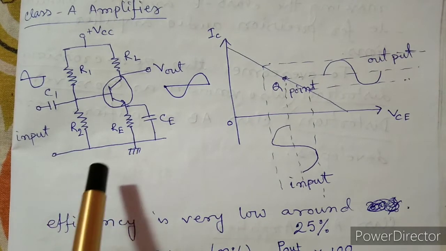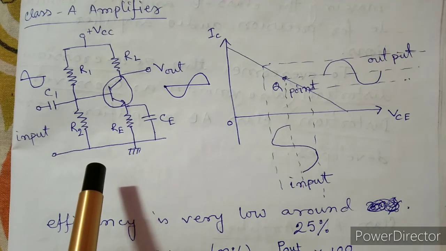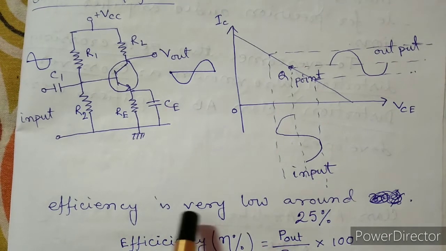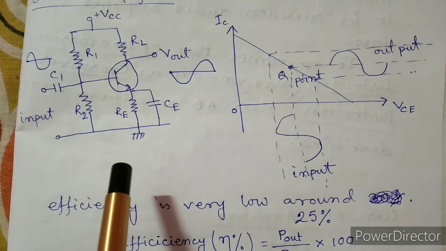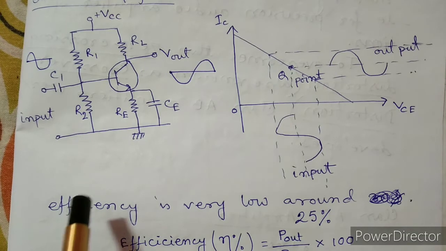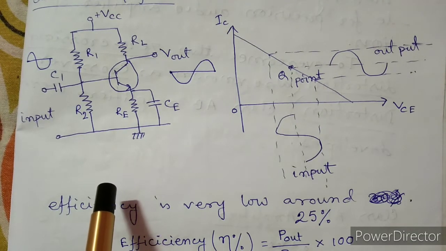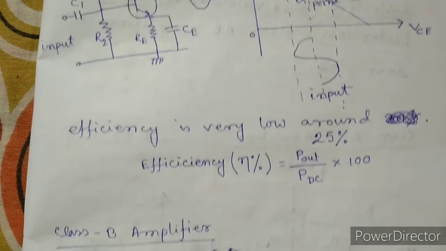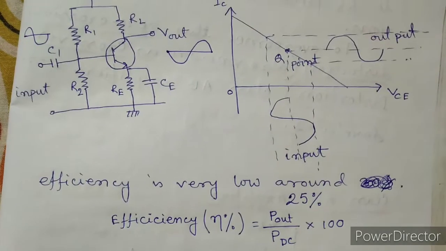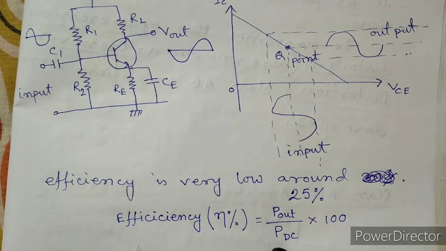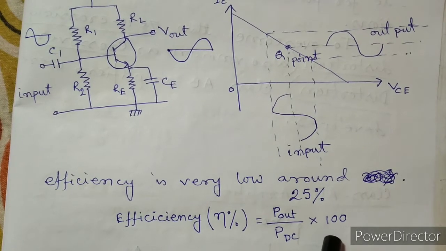If we apply a transformer coupling or Darlington configuration, then the efficiency may go up to 50% theoretically. If we apply transformer coupling, the maximum theoretical efficiency for class A amplifier will get up to 50%. What is efficiency? Efficiency is output power divided by the supply DC power, into 100. So, we will get efficiency in percentage.